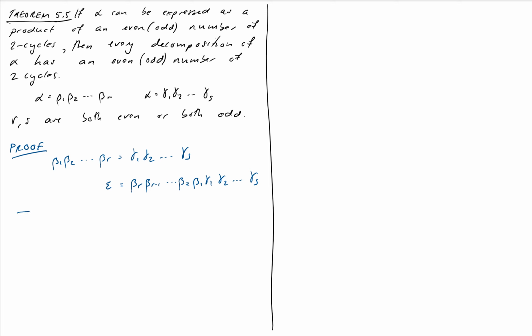Therefore, by our lemma, r plus s is even, which is another way of saying, i.e. r and s are both even or both odd.